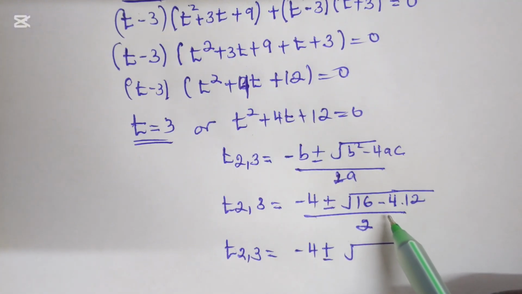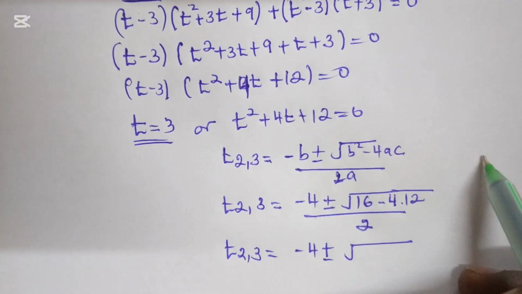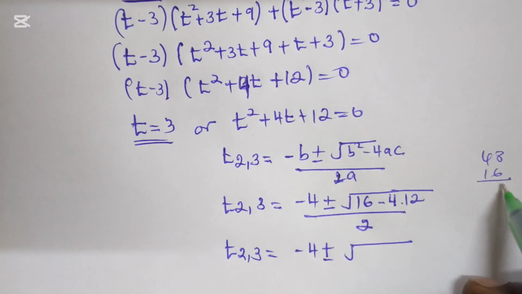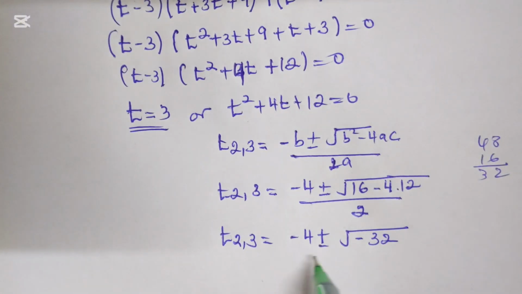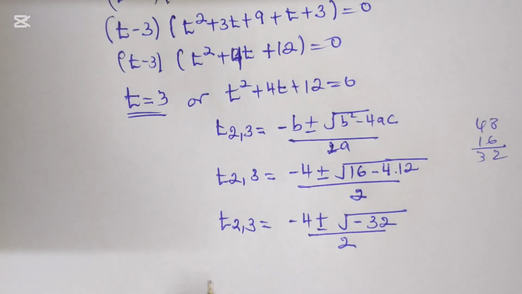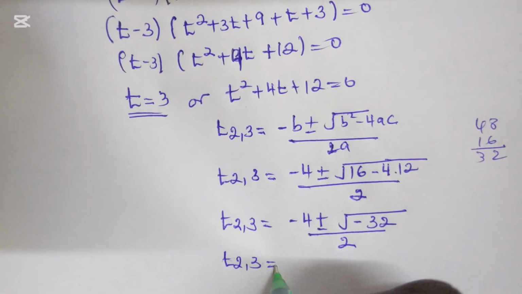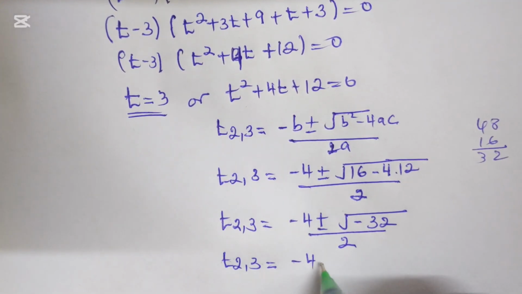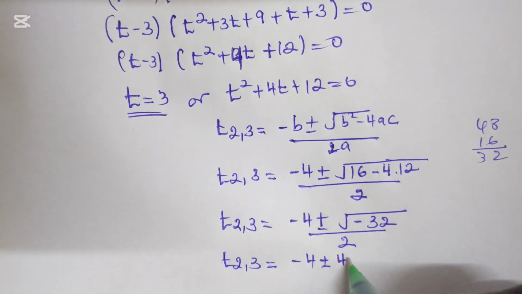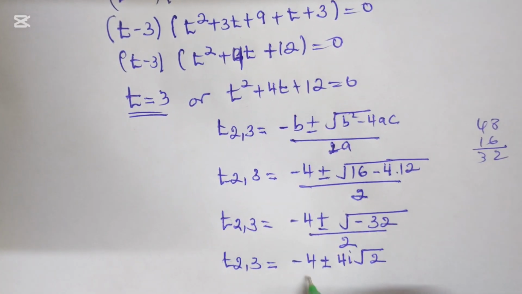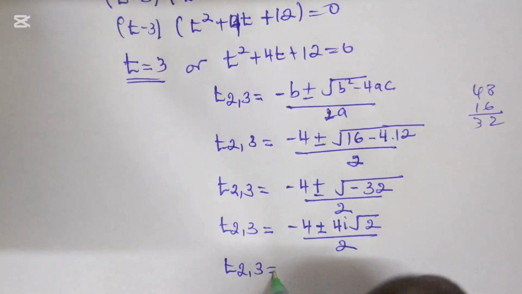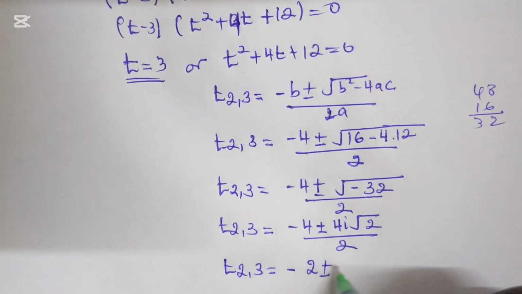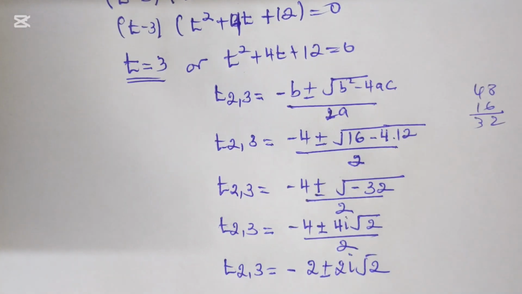Here we get 16 minus 48, which is negative 32, over 2. So t2 and t3 will be negative 4 plus or minus 4i square root of 2, over 2. So t2 and t3 will be negative 2 plus or minus 2i square root of 2.